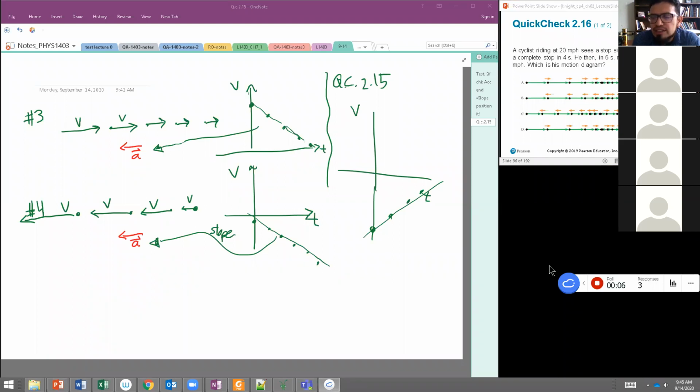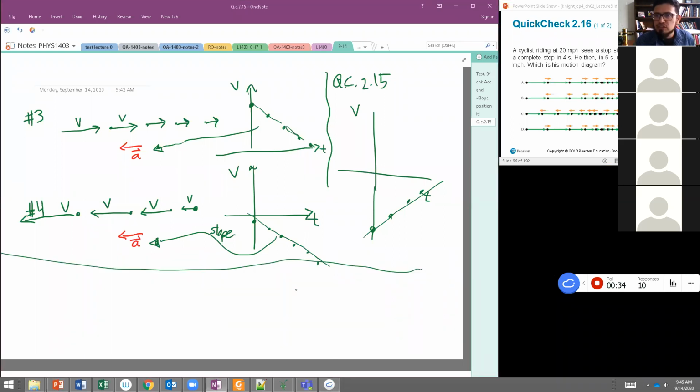It says here, a cyclist riding at 20 miles an hour sees a stop sign, then comes to a complete stop in 4 seconds, then in 6 seconds returns to a speed of 15 miles an hour. Which is the correct motion diagram? So first thing I would say is, well, he's moving at 20 miles an hour, and we can assume that it's a positive motion. There's nothing indicating that it can't be. So we know we're starting with these arrows to the right.